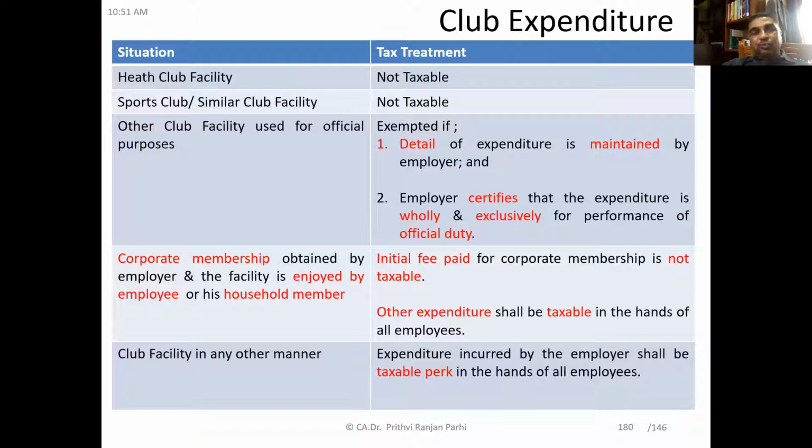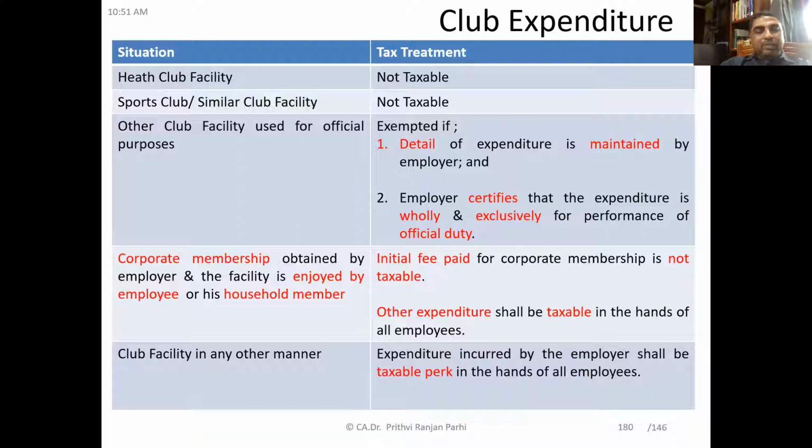Other club facilities used for official purpose: if the club facility is exclusively for official purpose, then it is exempted, but subject to certain conditions. Condition 1, detail of expenditure is maintained by employer. Condition 2, employer certifies that the expenditure is wholly and exclusively for performance of official duty. If the employer certificate is there and employer has maintained expenditure details, then only it is exempt. Otherwise, it will be taxable.